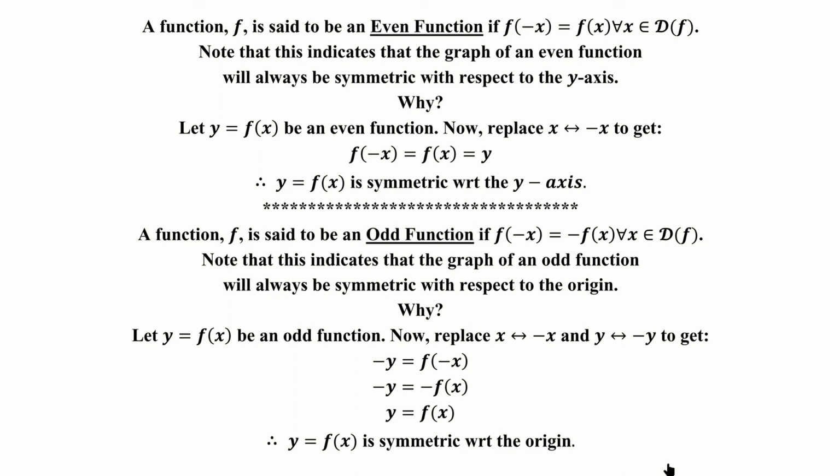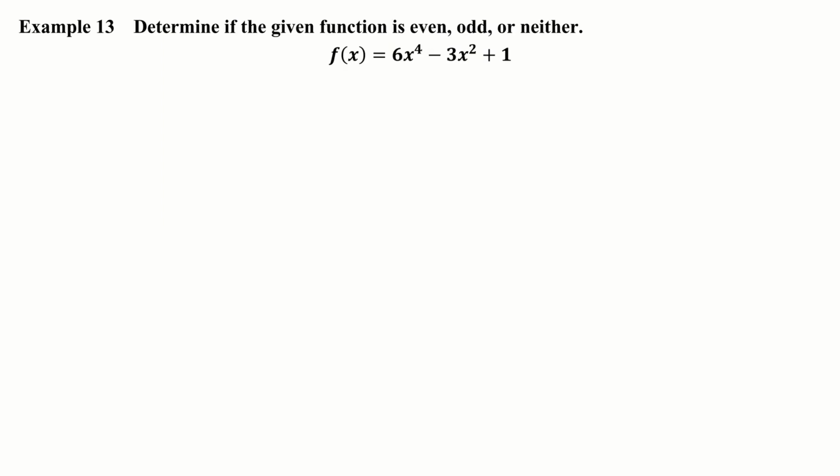All right, let's go ahead and test some functions to see whether they're even, odd, or neither. All right, so we're going to determine if this particular function is even, odd, or neither. So basically, we're going to find f of negative x, and if it happens to end up being the same as f of x, then it is even. If it happens to be the opposite of f of x, it's odd. And if it happens to be neither of those, then it's neither, right?